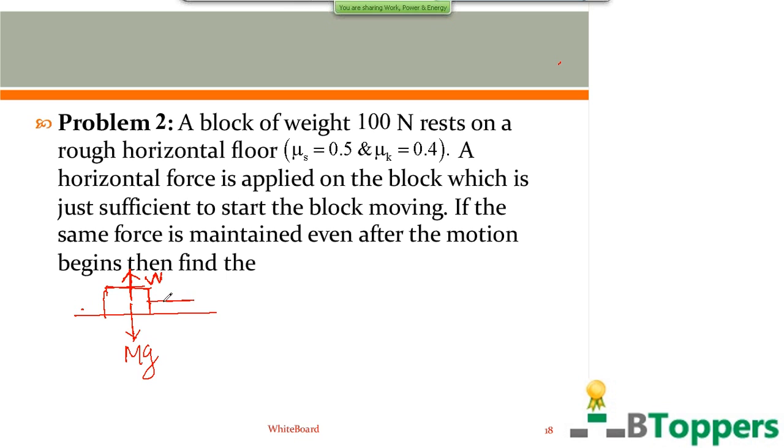Let capital F denote the magnitude of the horizontal force applied on the block. Let us suppose it acts towards right. So the force of friction on the block by the surface of the floor acts towards the left side, opposing the motion of the block relative to the floor. The force of friction on the block during the motion will be kinetic friction.